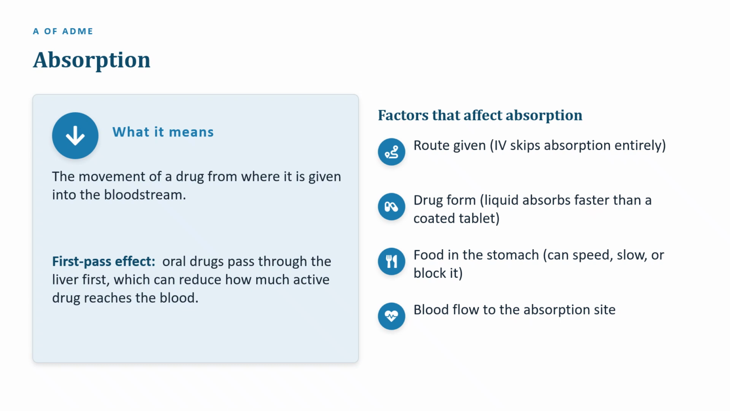Finally, look at the box on the lower left, the first pass effect. When a drug is taken orally, it is absorbed from the intestine and carried first to the liver before it reaches the rest of the body. The liver can break down or metabolize some of the drug right away, which reduces how much active drug actually makes it into the circulation. This is one reason an oral dose is often larger than an equivalent injected dose. You don't calculate this, but understanding it helps you appreciate why route and form are chosen very carefully.